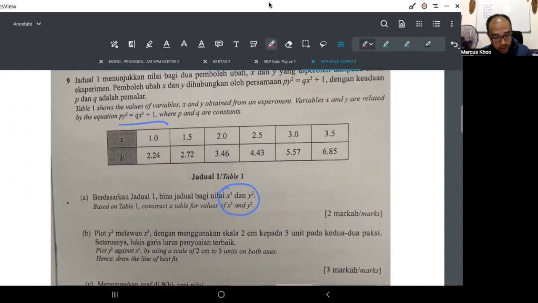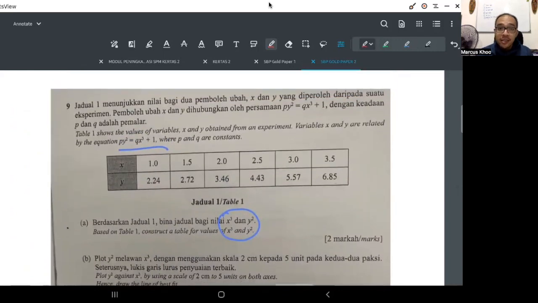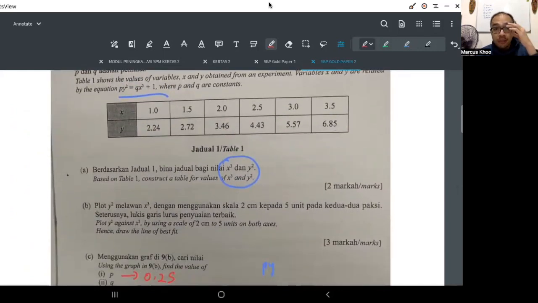Wow, this is a very rare question, as in it's very straightforward. There's not really that much rearranging you need to do. But usually linear law questions, the rearranging is what always makes people give up. But oh well.